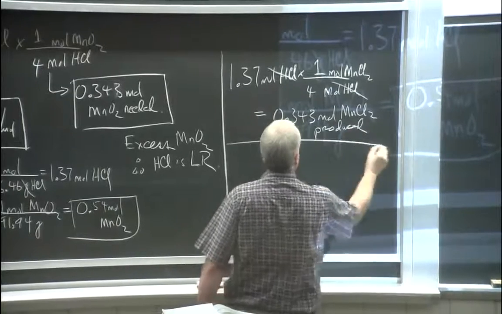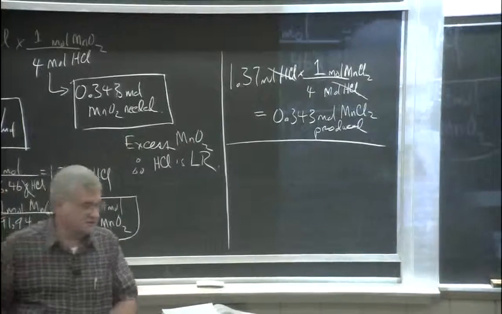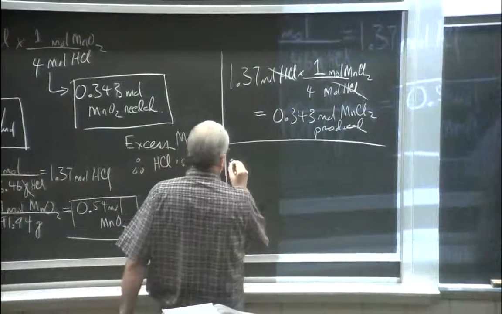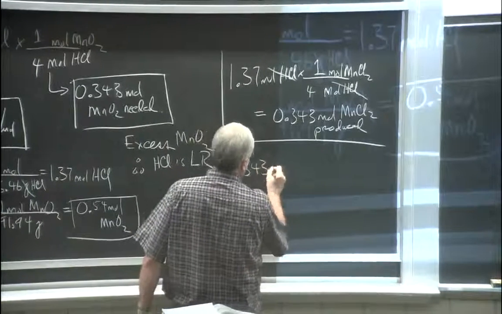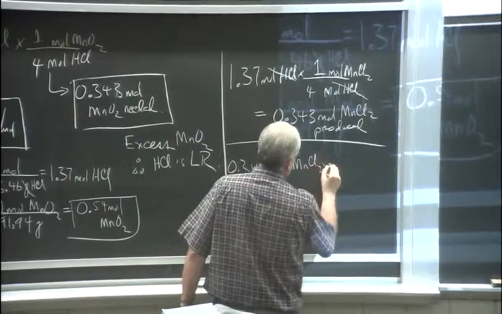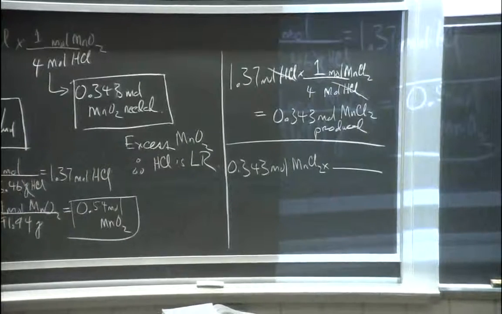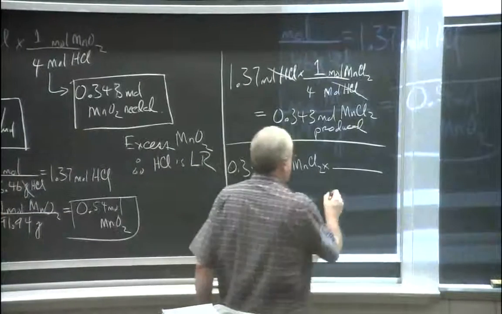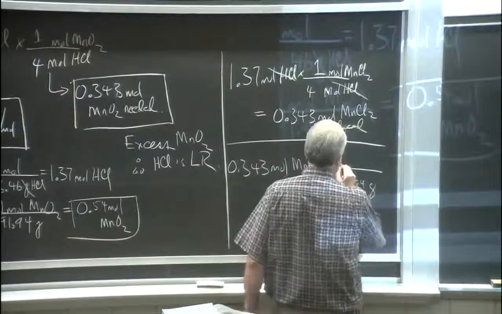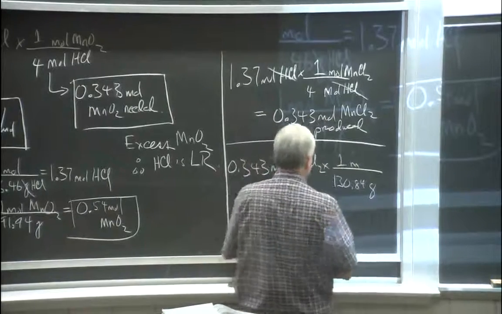Okay? The last part is just kind of window dressing. Let's just put it into grams anyway. 0.343 moles MnCl2 times, coming back to one of the calculations we did, 130.84, and that's going to be grams per 1 mole. What am I doing? Got it upside down.